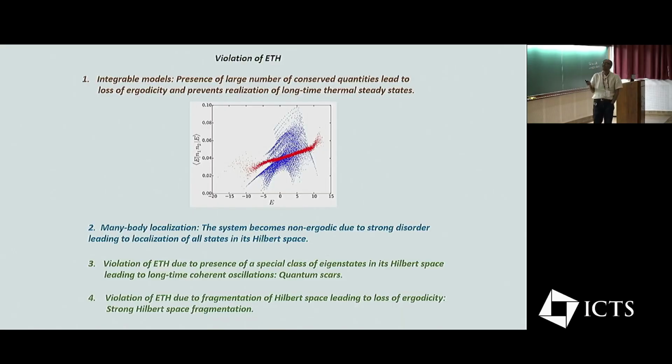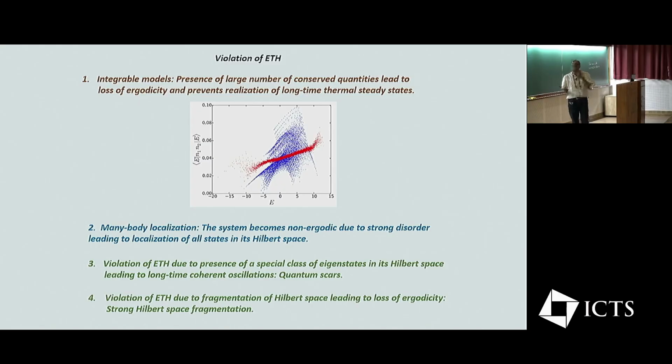However, this eigenstate thermalization hypothesis can be violated whenever ergodicity breaks down. One way to do that is to study integrable models, where a large number of constraints breaks this ergodicity. The other one is many-body localization, where very strong disorder makes you localized in Hilbert space and therefore breaks ergodicity. But today I'm going to talk about violation of ETH due to the presence of a special class of eigenstate in its Hilbert space, which are these quantum scars.